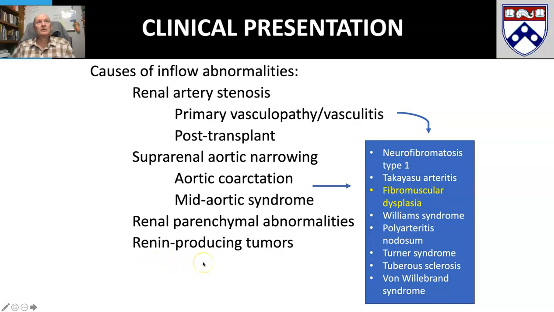So the causes of inflow abnormalities to the renal artery can be narrowing, which is what we're talking about today. It can sometimes be inflammatory, and we can find the manifestations of an inflammatory disease. Occasionally it is combined with something called middle aortic syndrome, or coarctation of the aorta, which is higher up. And then we can see it with renal tissue problems and with tumors.